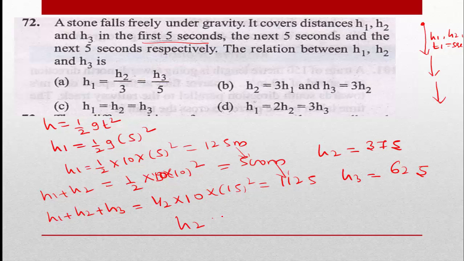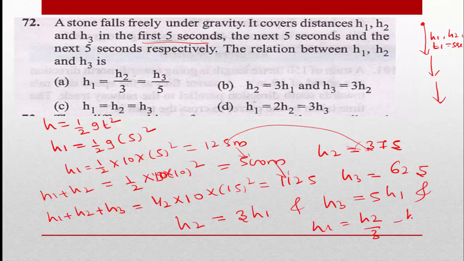Therefore h2 is equal to 3 times of h1. 125 plus 125 plus 125 gives the answer 375. h2 is equal to 3 times of h1, and h3 is equal to 5 times of h1. 125 into 5 is 625. h3 equal to 5 times of h1, or here h1 is equal to h2 divided by 3 or h3 divided by 5. h2 is equal to 3h1 or h3 is equal to 5h1.